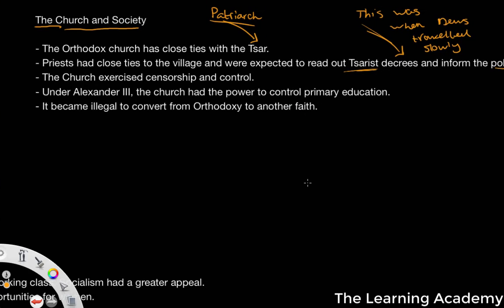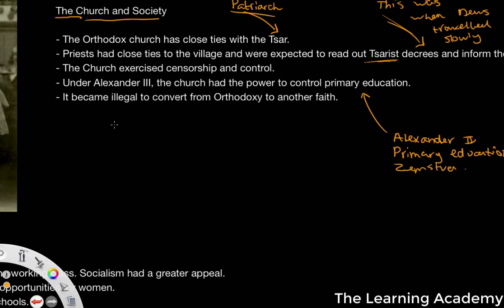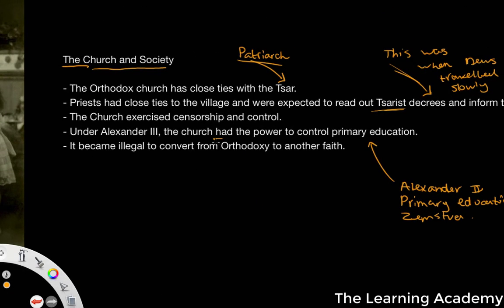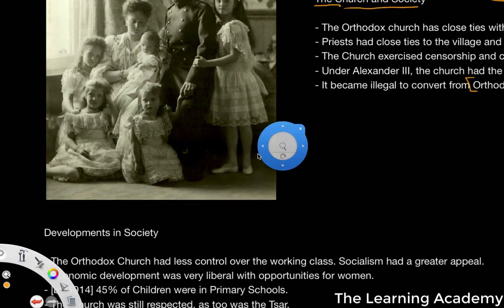Under Alexander III, the church had more power to control primary education. Don't forget, Alexander II put the power of primary education in the hands of the Zemstva. And then it was counter-reformed back because of opposition from the church and from society. So the church did have control over primary education. And it became illegal during Nicholas's reign to convert from Eastern Orthodox to another faith. So you couldn't convert to another faith in Russia.